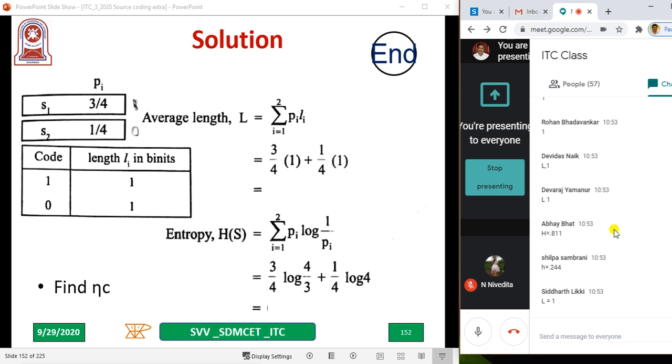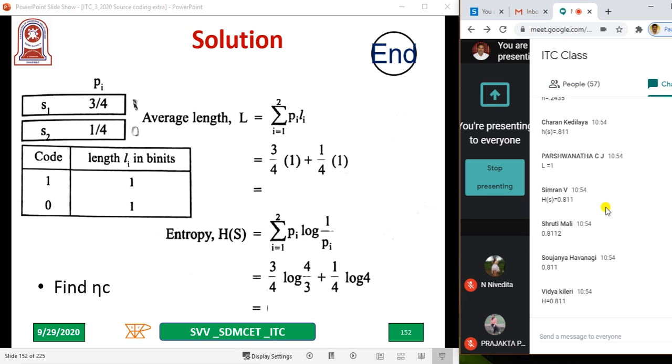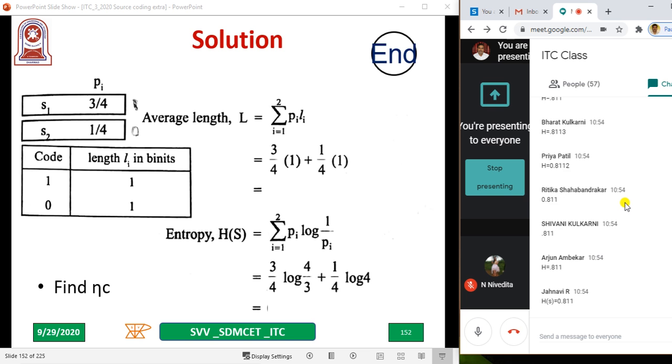Hey, your answers are different. Abhay Bhatt has 0.811. H are different. Majority are getting 0.811. Varsha, Aditya, Pragati, and Parshvanath. Very good. Simran, Shruti, Saujanya, Shripad, Parmeshwara, Priya Patil, Ritika, all are getting 0.811. Correct. Somebody got 0.4. Please check it.